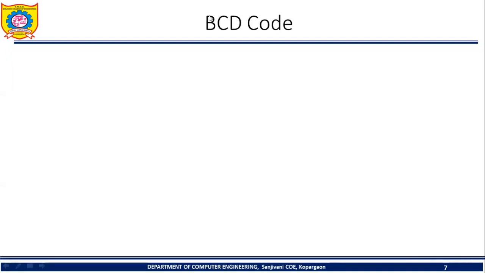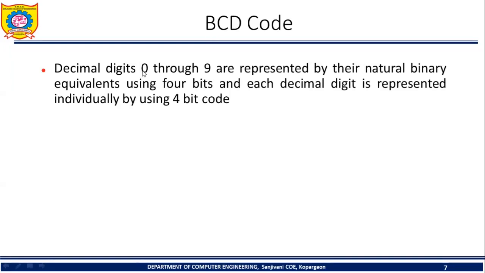So you may think, then what is the difference between binary code and BCD code? Because in binary code also we represent a decimal number in binary form, and in BCD code also we represent a decimal number in binary form. Then what is the difference? So let's try to understand the difference. Here make one point clear: by using BCD code we can represent only decimal numbers. We cannot represent alphabets, we cannot represent special characters.